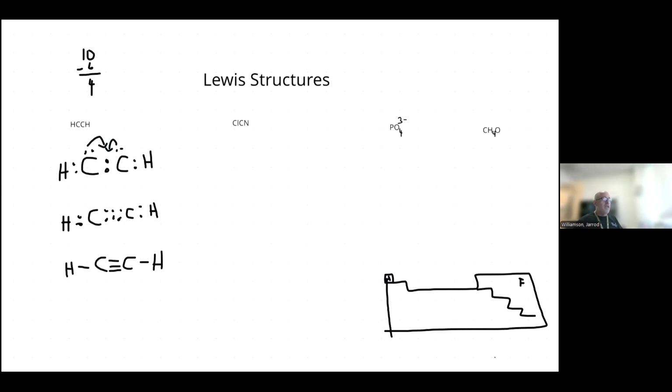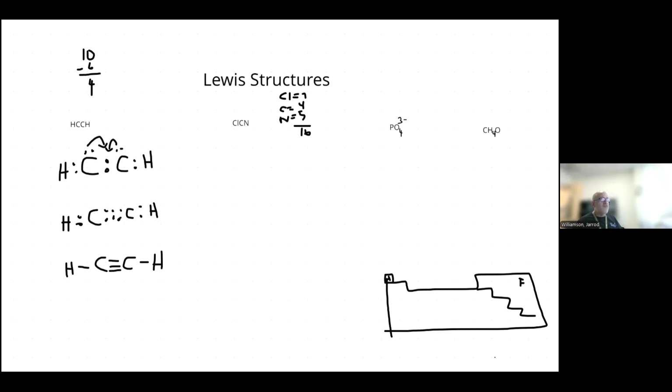ClCN. Chlorine has 7 valence electrons. Carbon has 4. Nitrogen has 5, right? And that's going to be 16 valence electrons.